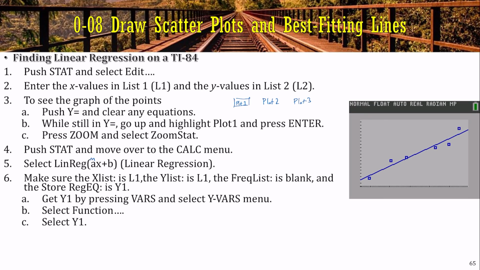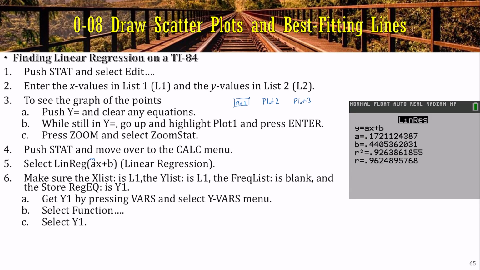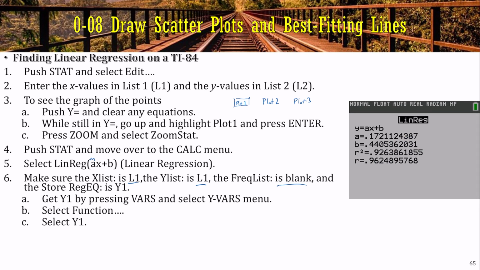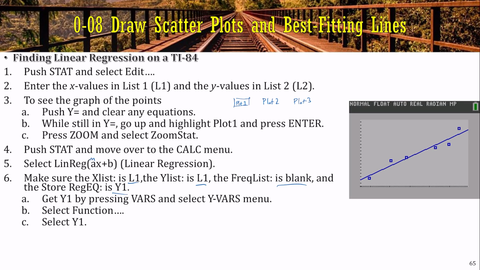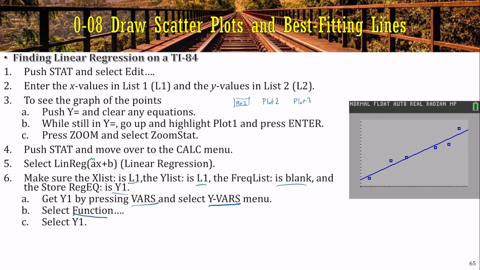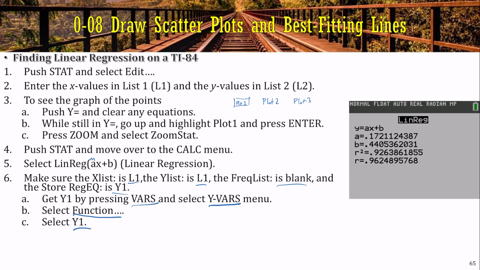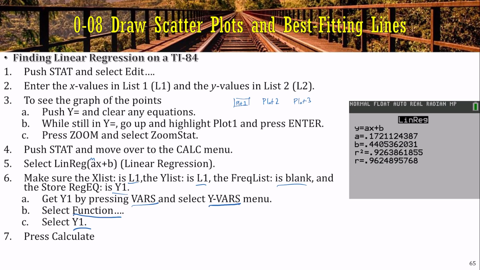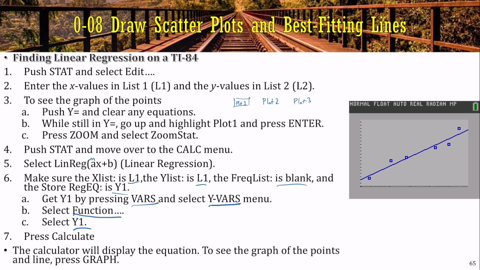And it'll be a little pop-up and it'll ask what the x list is. Well, your x list should be L1. The y list should be L2. The frequency list is blank. Leave it that way. And for store regression equation, you want Y1. Get Y1 by pressing the variables button. Select Y variables. Select function. Select Y1. Press calculate. And it will give you the equation for the line. And to see your graph, just hit the graph button and it will show the graph.